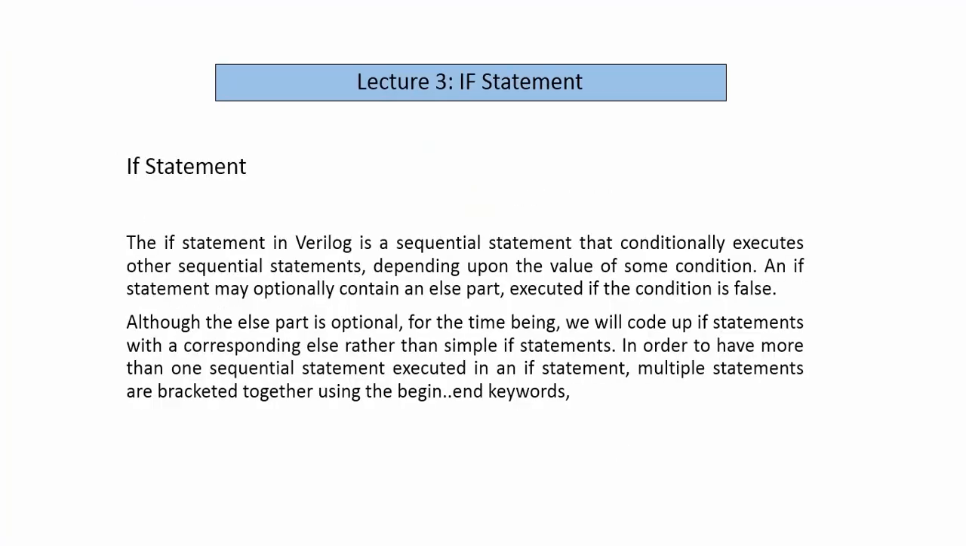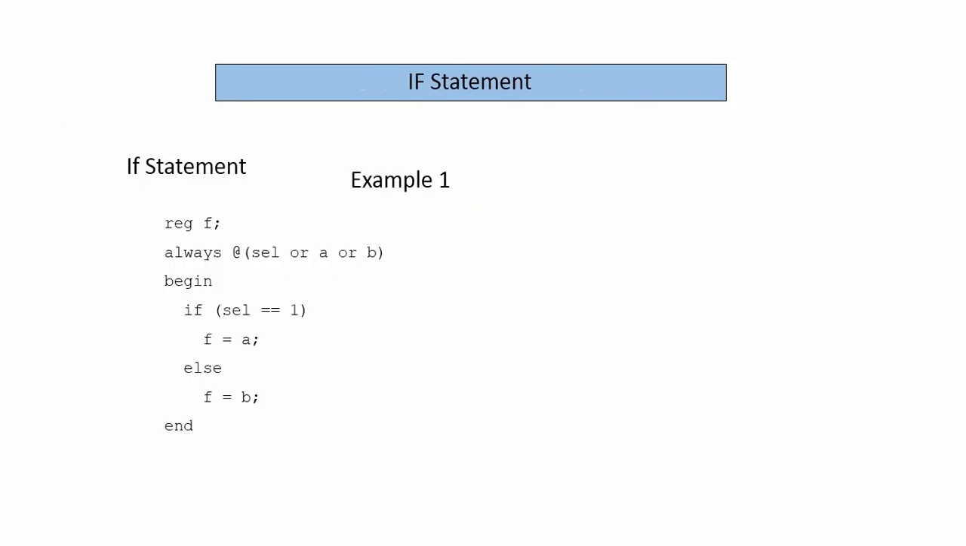Now we must continue with the always block and the if statement. The if statement is a logical statement which gives a result of zero or non-zero form. We also need a register, defining a register for any output ports. So we have register F.